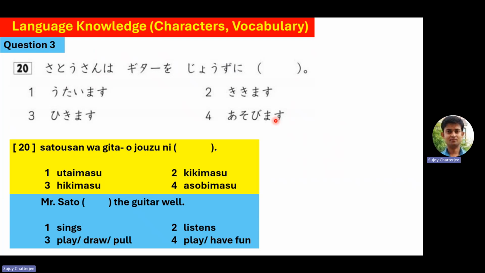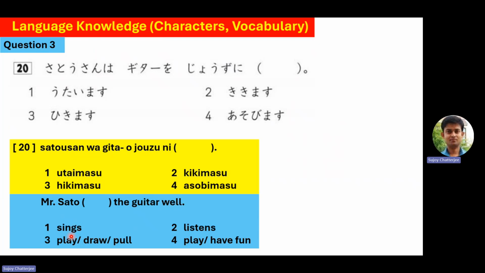So now Sato-san wa gita o jouzu. Jouzu means well, nicely, and gita means guitar. So Mr. Sato dash the guitar well. So Mr. Sato plays the guitar well, listens to the guitar well, or sings. So it cannot be sings, it cannot be listens, because there is nothing to listen well, right?